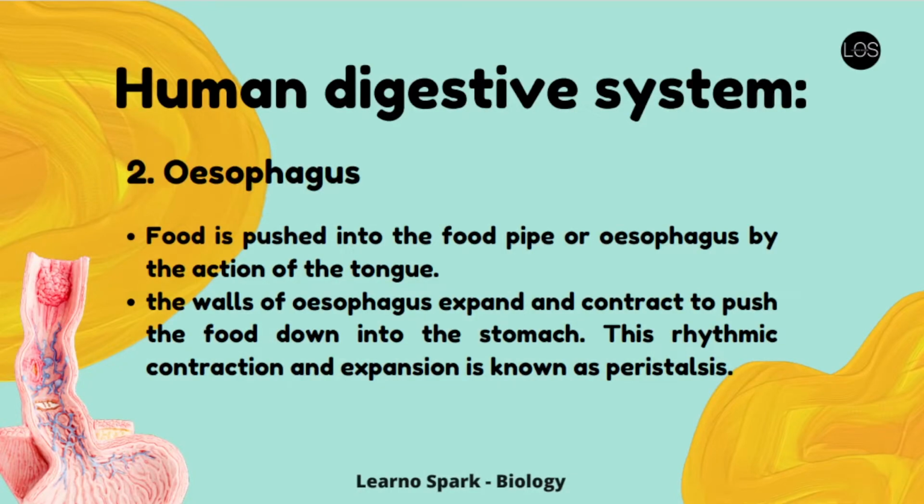Moving on to the next part of alimentary canal, that is esophagus. So after the partial digestion of food, food is pushed into the food pipe or esophagus by the action of tongue. The walls of esophagus expand and contract to push the food down into the stomach, and this rhythmic contraction and relaxation of the food pipe is known as peristalsis. So peristalsis is a wavy movement which is taking place with the help of regular contraction and relaxation of food pipe. The food is being pushed into the stomach.